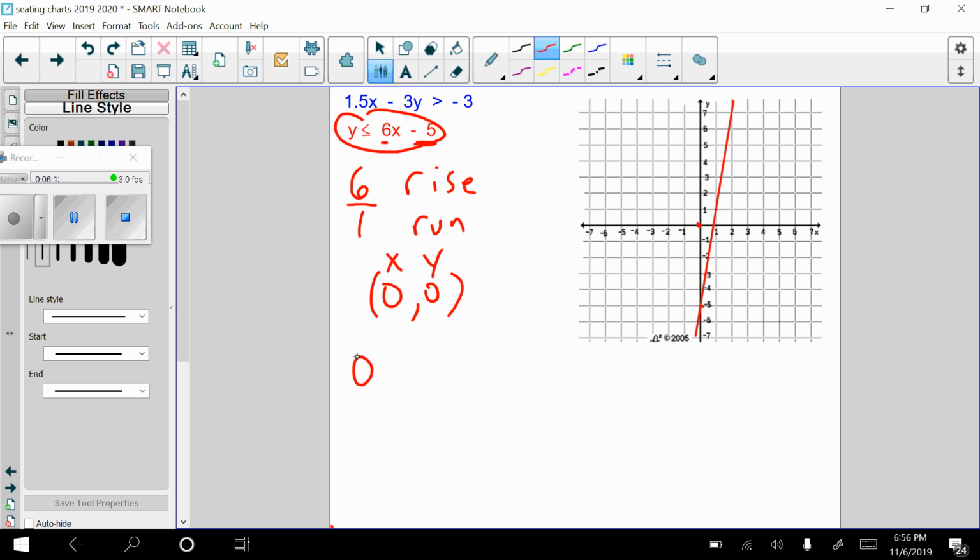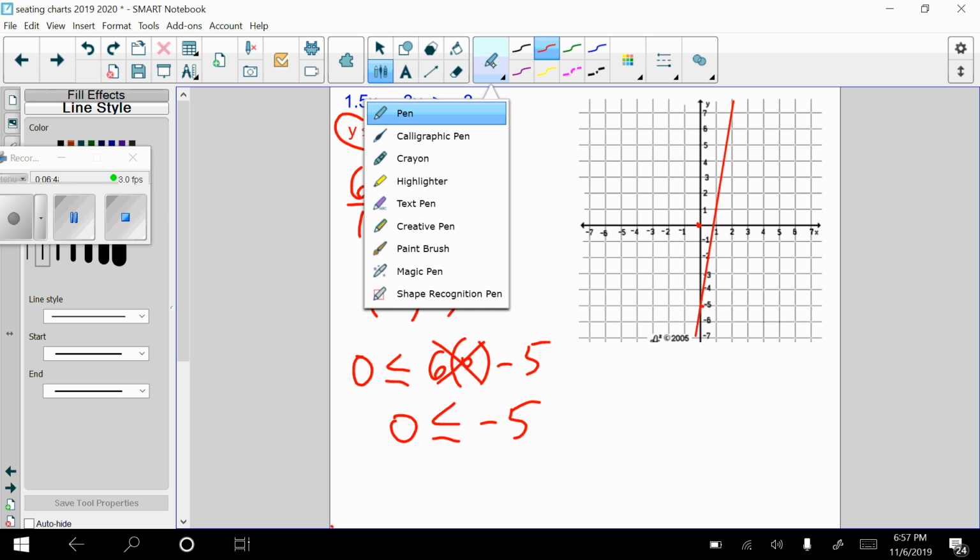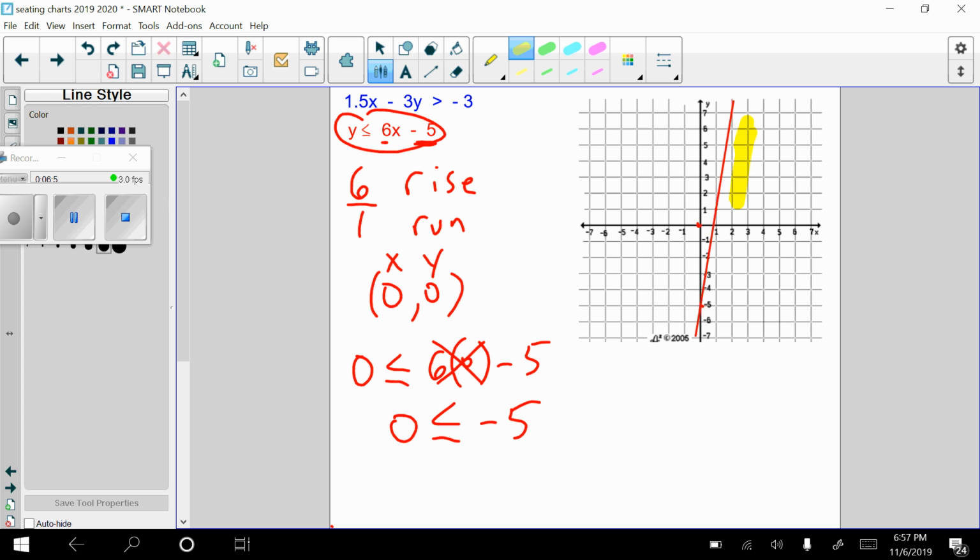So y becomes 0, which needs to be less than or equal to 6 times 0, so 5. I do the math, that goes to 0, and I get 0 is less than or equal to negative 5. Is that true? No, that is not true. 0 is not less than or equal to negative 5. So this side where 0, 0 is, where I have that little dot, is not the solution side because it didn't prove the equation true. That means my other side is my solution side. So I come over here, I'm going to use yellow, and I highlight this side because that has to be the solution side.